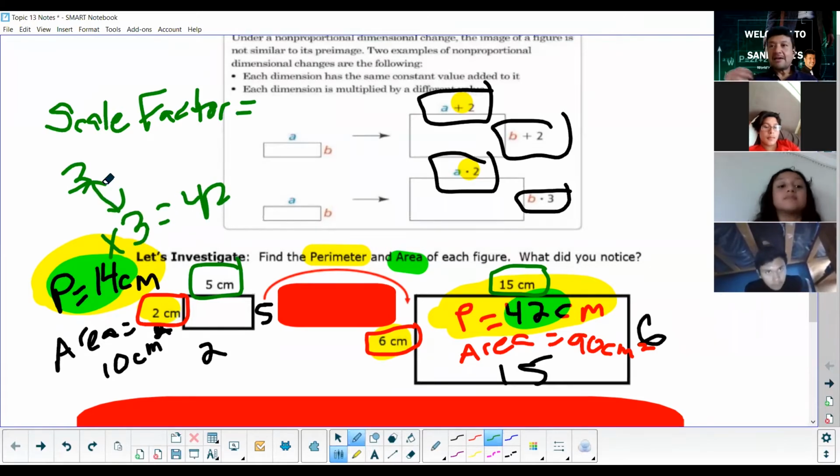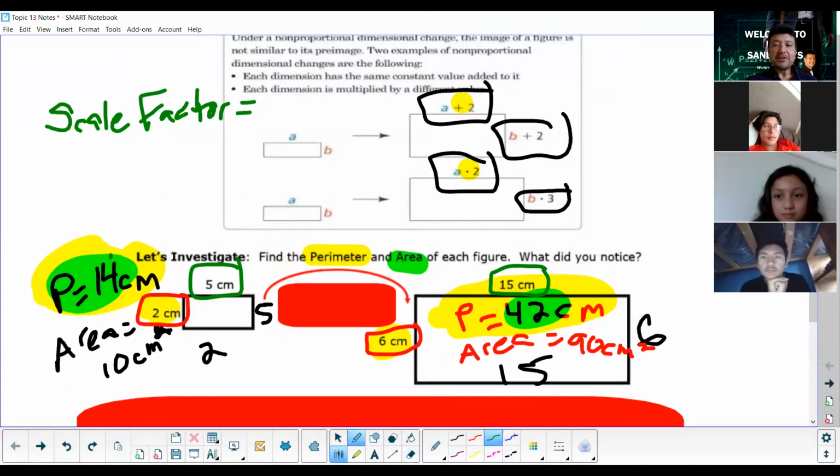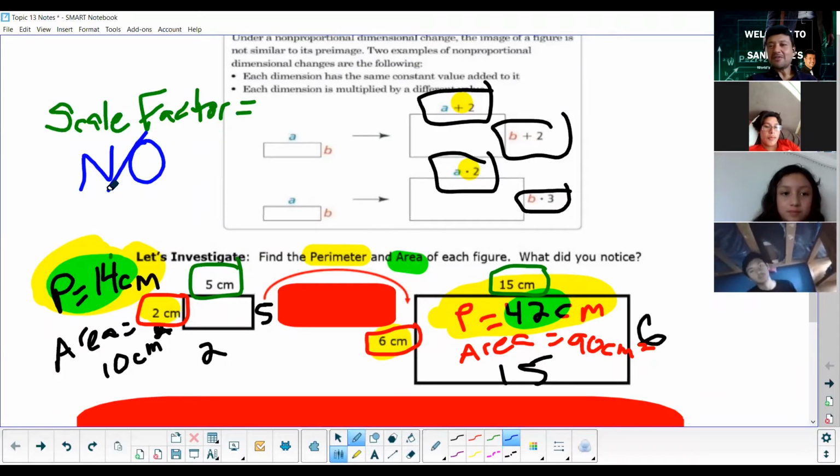Now, does anybody remember the equation for scale factor? Do you know? And actually, let me change this up. New divided by old. Yeah, new divided by old. If you have new divided by old, you will always know scale factor.